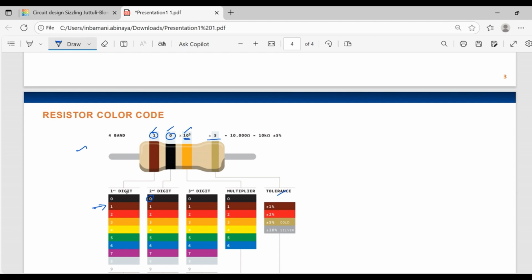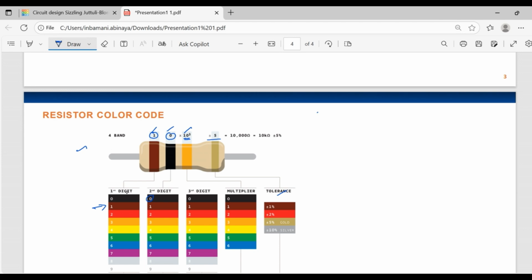And the tolerance band, gold or silver, tells us how accurate the resistor is. For gold, it's plus or minus 5%, and for silver, it's plus or minus 10%. So here you can see it's gold, which means the tolerance value is plus or minus 5%. This color system helps us to identify the resistor values quickly without reading any printed numbers.